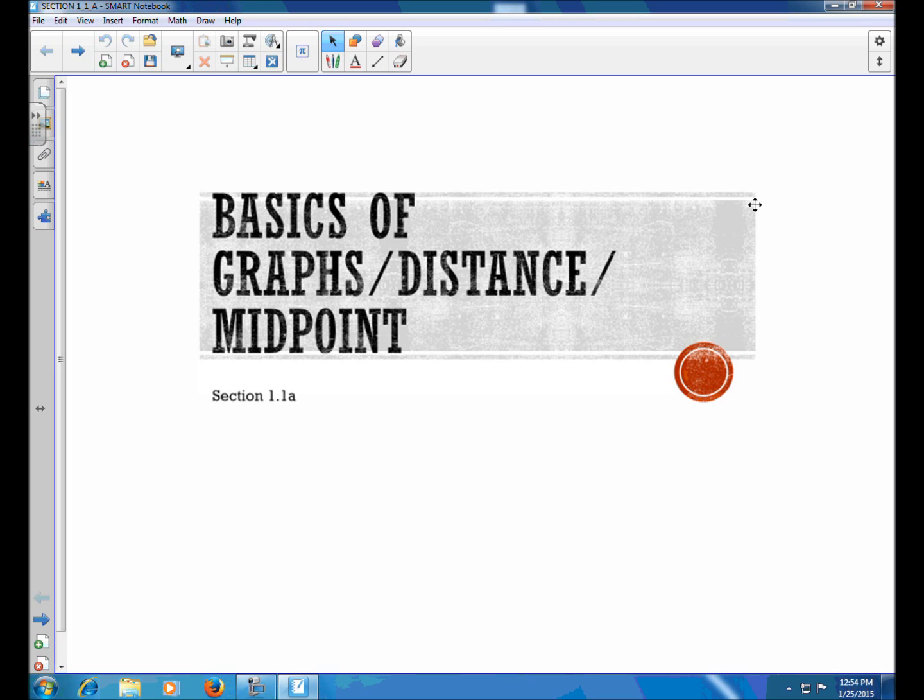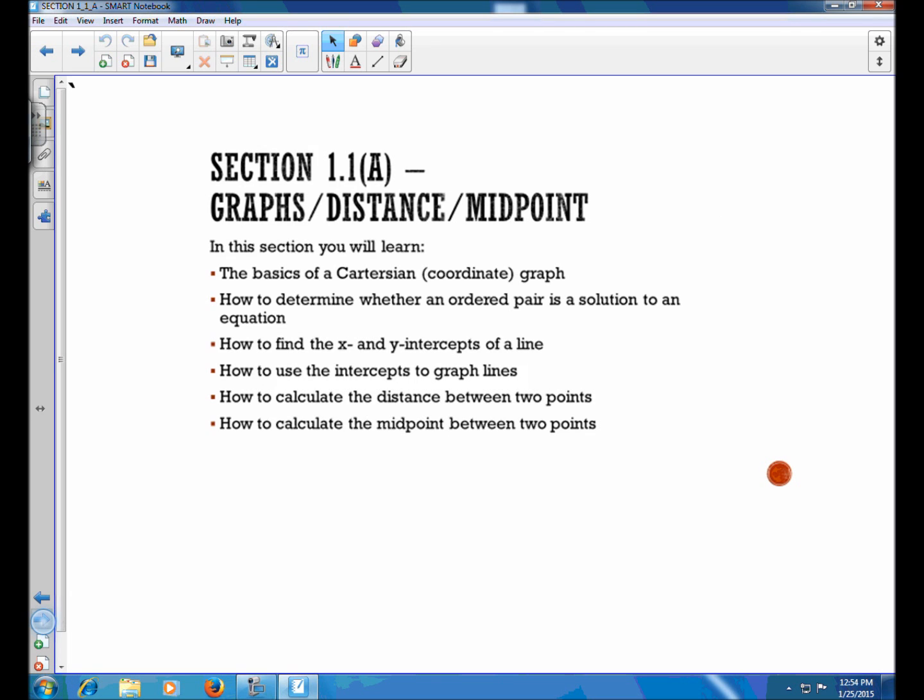We're going to talk about basics of graphs, the distance formula, and the midpoint formula. So this week you're going to learn the basics of a Cartesian coordinate system, how to determine whether an ordered pair is a solution to an equation, how to find x and y intercepts of a line, how to use the intercepts to graph lines, and then how to calculate the distance between 2 points and the midpoint between 2 points.